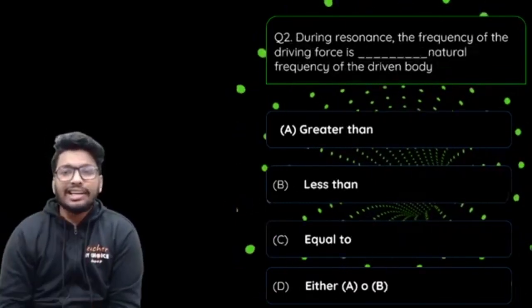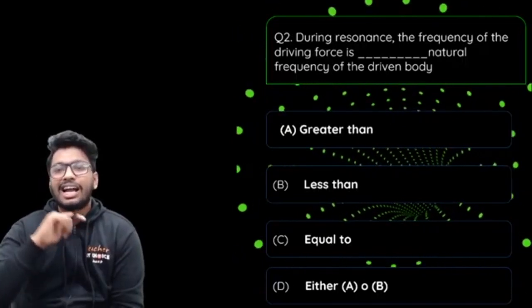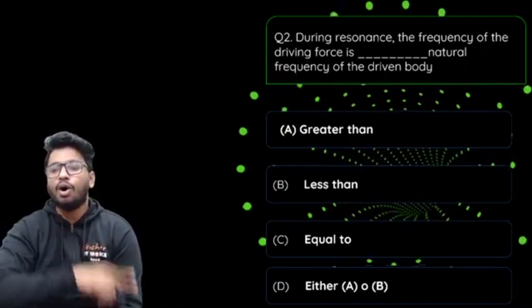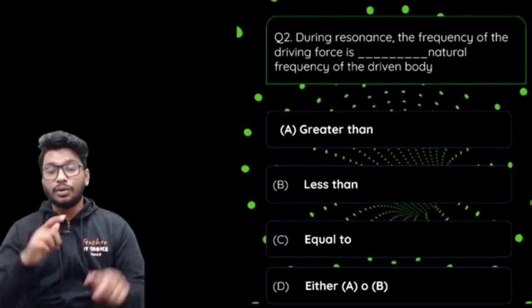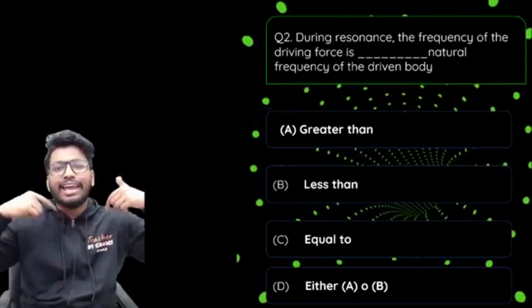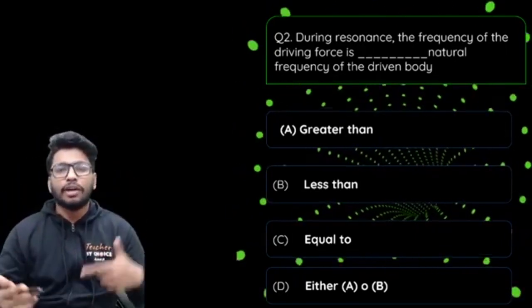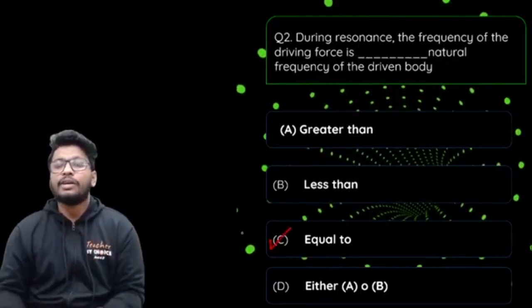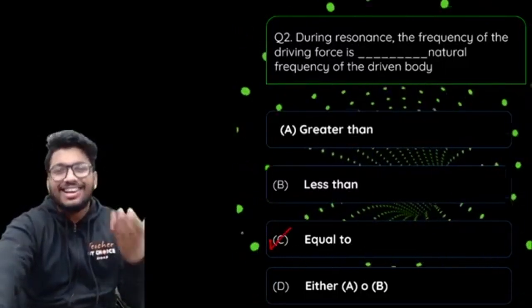Second question. During resonance, the frequency of the driving force is dash natural frequency of the given body: greater than, less than, equal to, or either greater than or less than. During resonance, the frequency of the driving force, that is the forced vibration, is dash natural frequency of the given body. The answer should be equal to. Both their frequencies should be equal. That is when you see resonance, right? So that is the answer.